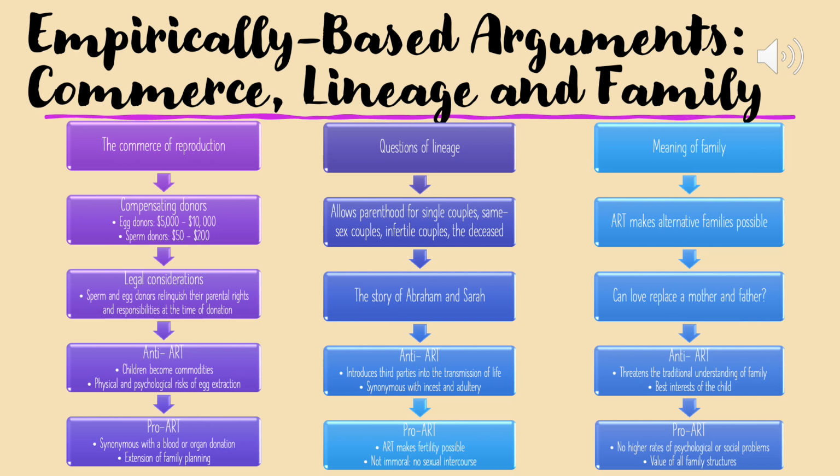When we look at the commerce of reproduction, we're going to look at those who support ART and those who are against ART. Those who are against ART say that just because of the commerce side of ART, children become commodities who are bred by technology for certain traits. Many people going to a donor are looking for certain traits, whether they're looking for a donor of the same race as them, or whether they want a child that has a greater potential to be musically inclined or mathematically inclined or have a certain hair or eye color or physical traits.